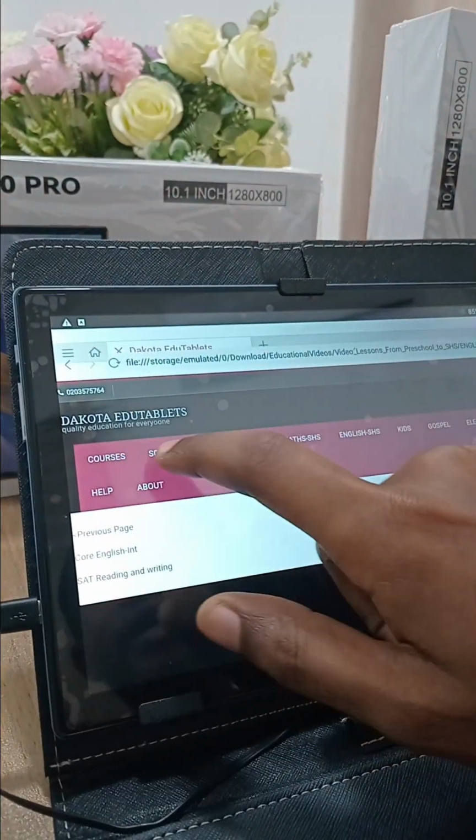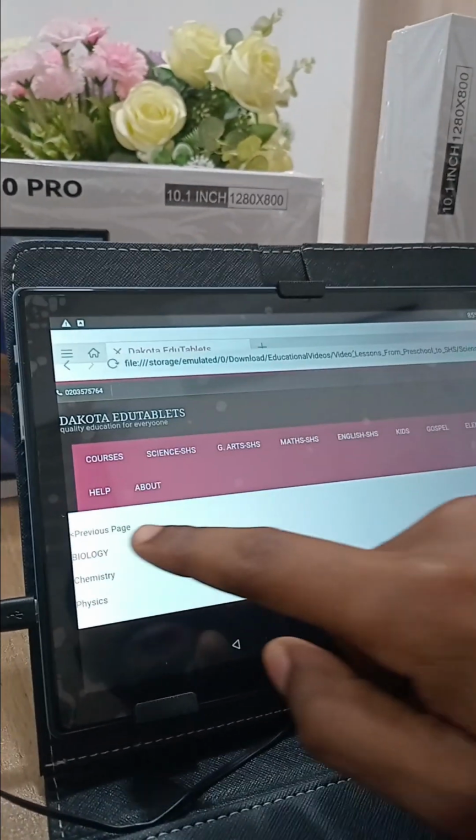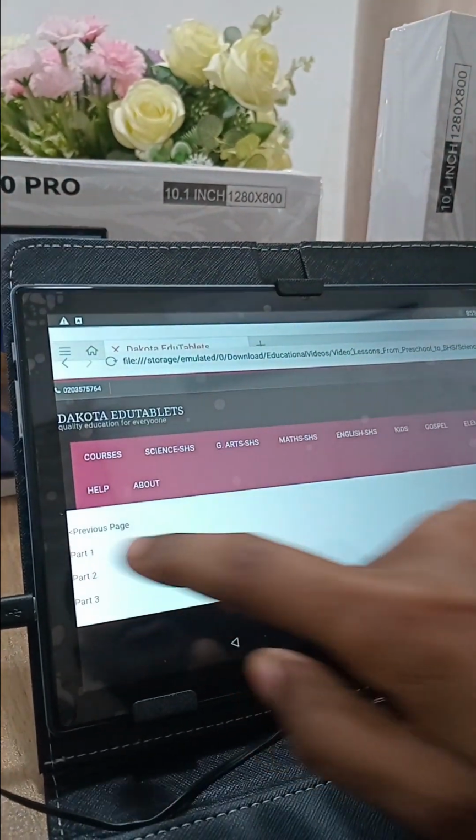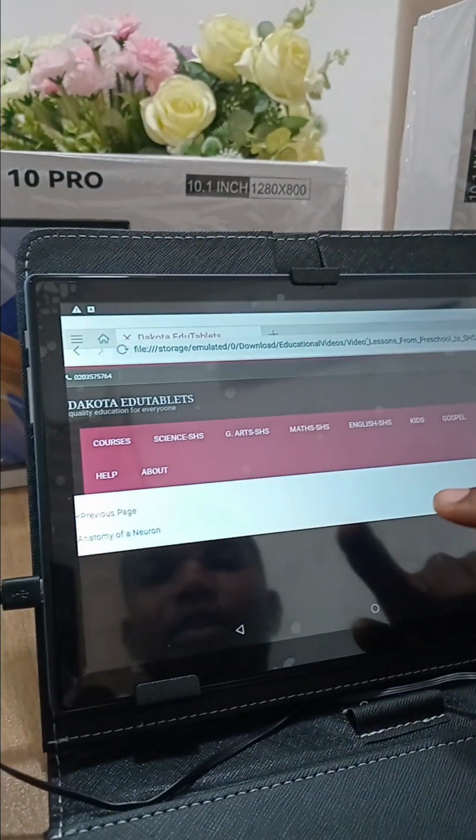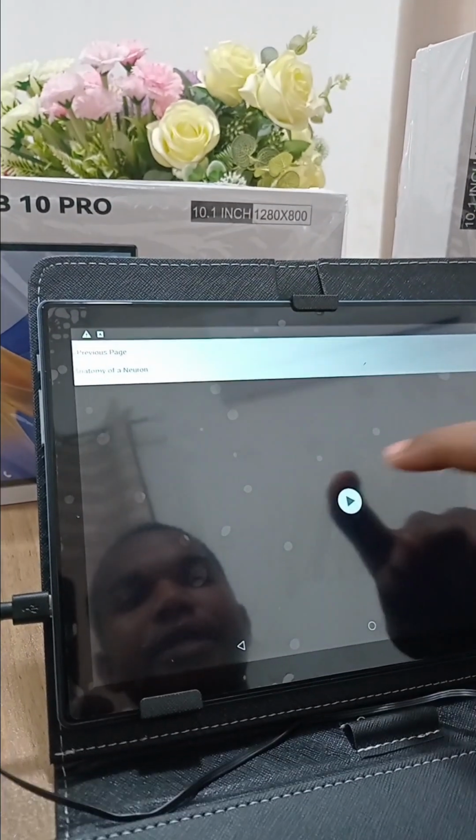All right, so here, let's now go and see what is in each particular folder. Here, the anatomy of a neuron. So let's tap on anatomy of a neuron and let's see what it contains.